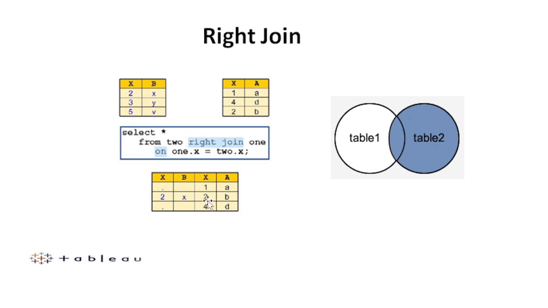Okay, so let's see, this is the right table. So 1, 2, 4 is coming from the right table, and you can see only the matching rows come from the left table. The value 2 for x is matching, that is why only this one row is coming from the left table. Am I clear? I think I made it clear. And if you have any doubt, you can ask me in the comment section.